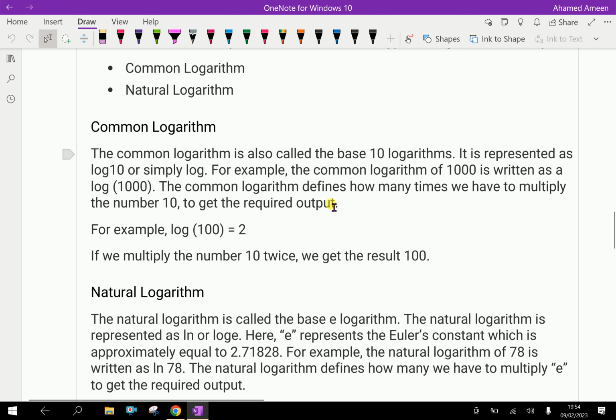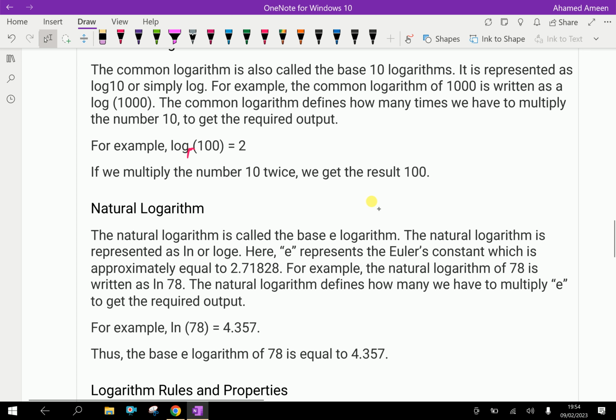The common logarithm defines how many times we have to multiply the number 10 to get the required amount. For example, log 100 equals 2, which means suppose we are using base 10, which gives 10 squared equals 100. If you multiply the number 10 twice, we get the result 100.